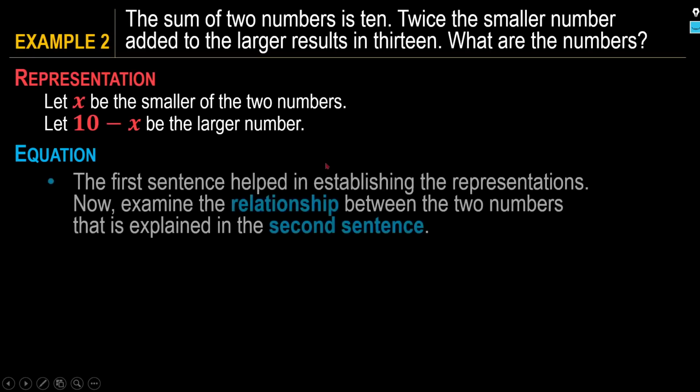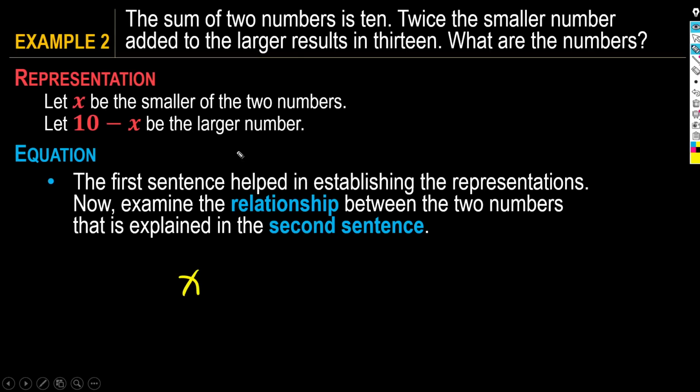Just a bit. Okay? Now, the first sentence dito, the sum of two numbers is 10. That helped us in setting up our representation. Now, we will not use the same sentence again to set up our equation. Sure, bakit hindi? Look at this, no? Based on our representation, x is one of my numbers. 10 minus x is the other number. Now, that representation is based on our interpretation of the first sentence right here in the problem.